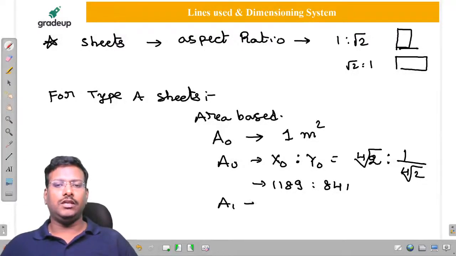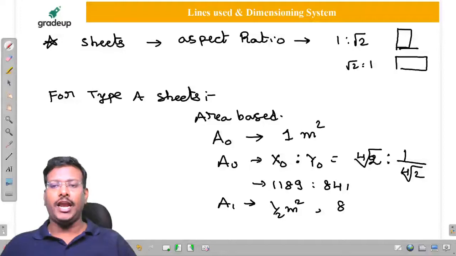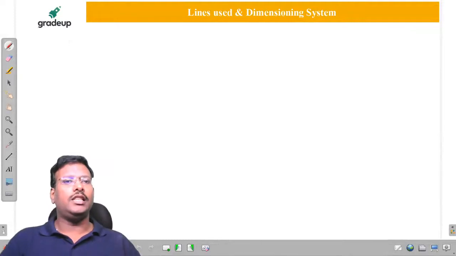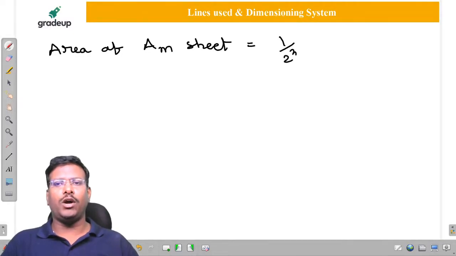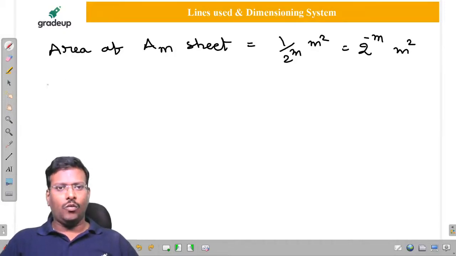Then A1 is half of A0. Half of A0 means its area is going to be 1 by 2 square meter and size is going to be 841 by 594. Then the area of any AM sheet is equal to 1 by 2 power m square meter, or otherwise 2 power minus m square meter.